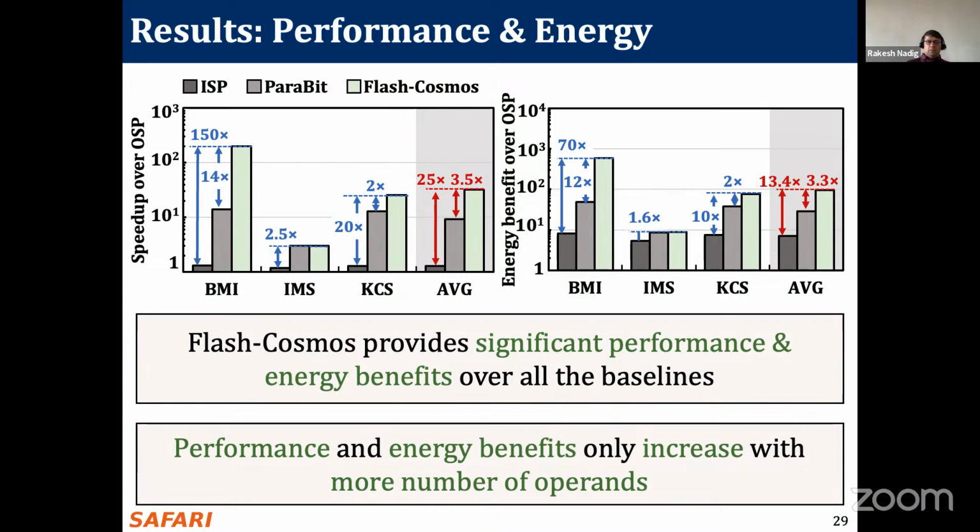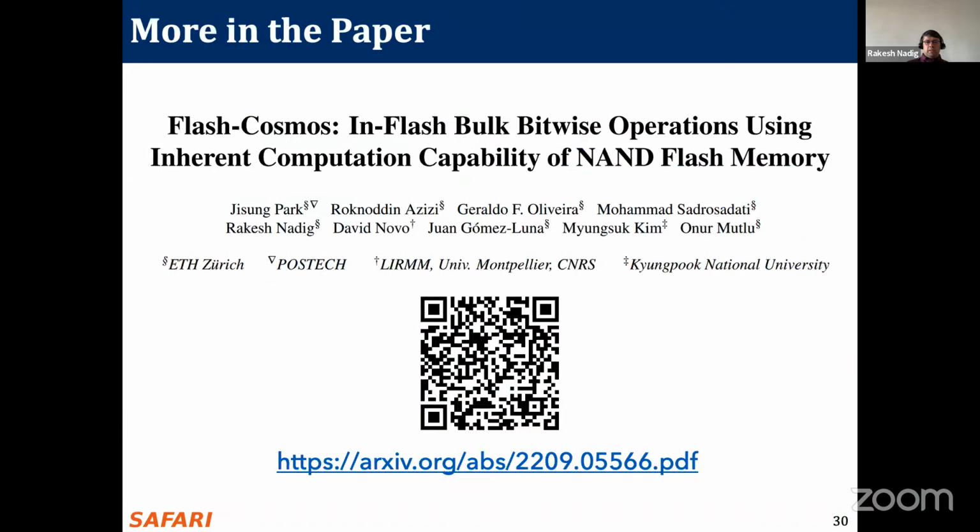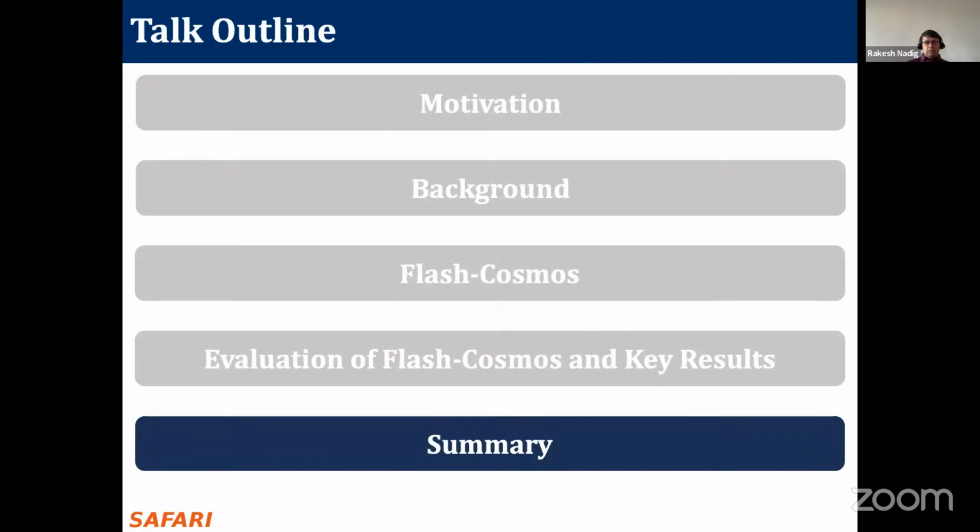So this is a brief explanation of results of Flash Cosmos. We have a lot more results in the paper, and I would highly encourage everyone to go through the paper. This is the arXiv link for that. So that's the evaluation and the key results of Flash Cosmos. Any questions till now?